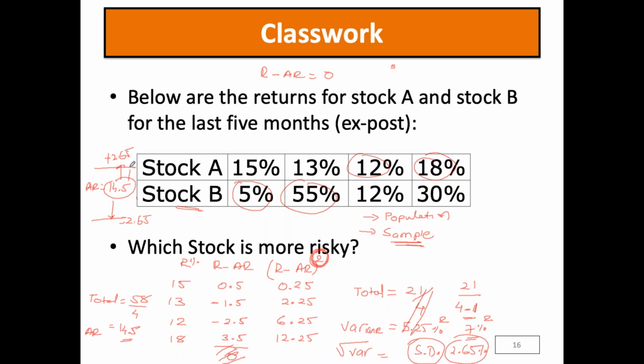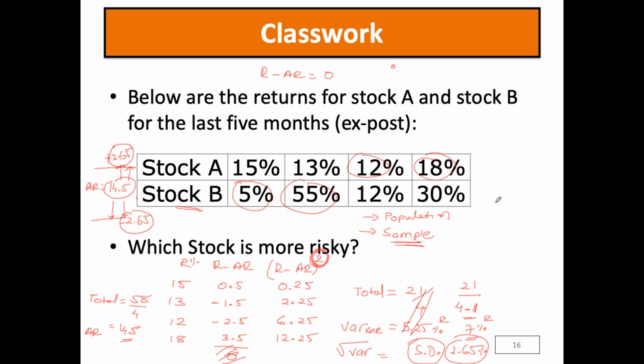So ये average return से 2.65 percentage plus and minus. This is what we try to capture using standard deviation. So this 2.65 is also an average, right? So standard deviation captures average dispersion, average of dispersions, in fact.